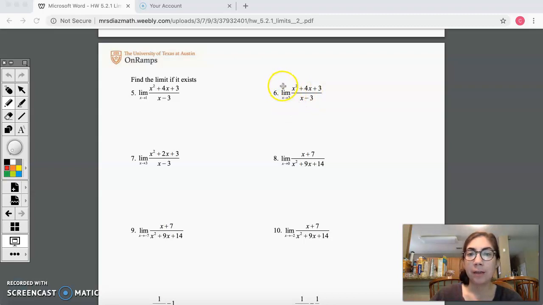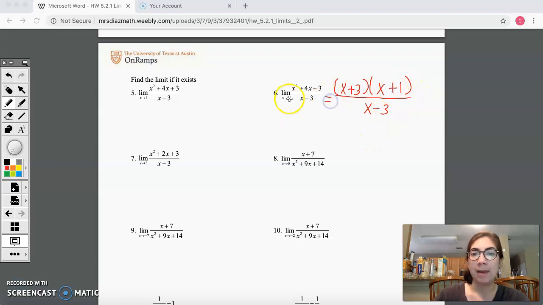So for this example, x squared plus 4x plus 3, that's going to be x plus 3 and x plus 1 all over x minus 3. Okay, so first thing you want to do is factor, because if you can simplify, then you want to simplify, but unfortunately, nothing's going to simplify here, so we're going to just leave it as is. And now we're going to substitute the value 3 in for my x. So it's going to be 3 plus 3, which is 6.